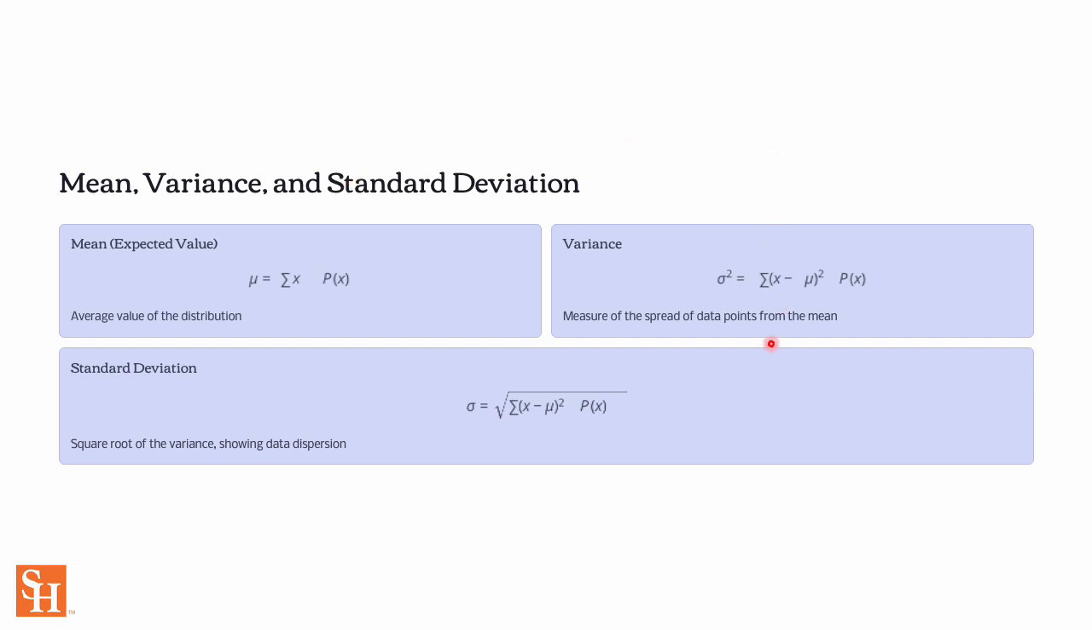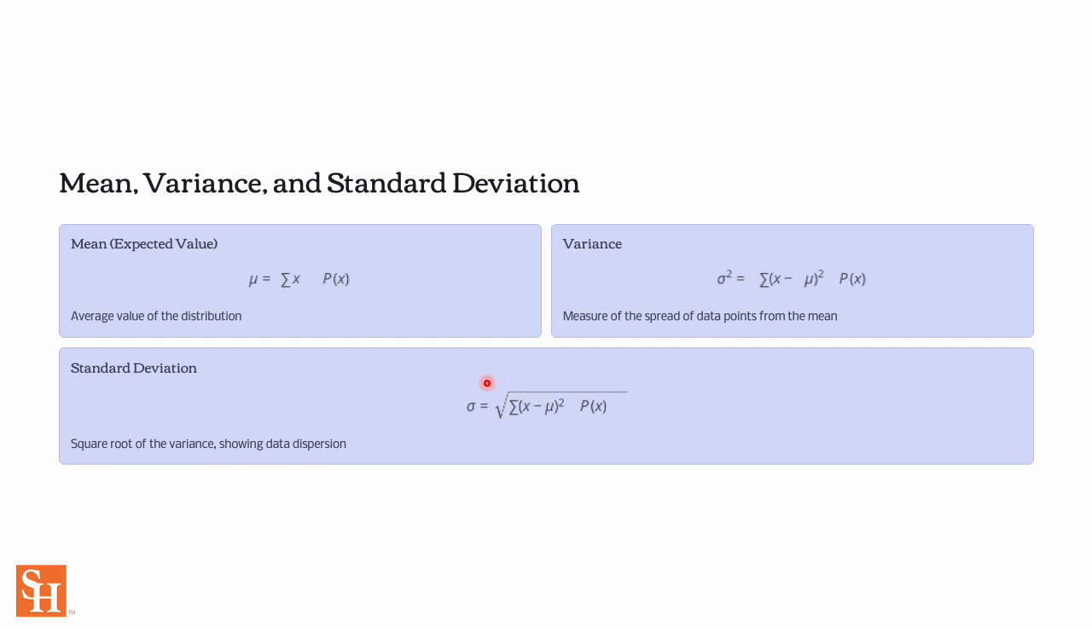And similarly for the variance, what do we have to do? We have to take the squared distance of the value from the mean, and then multiply that with their corresponding probabilities, and do that for all of the values. Then if we take the sum, that will give us the variance.